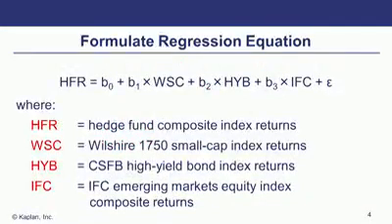Now specifically for small cap stocks they use the Wilshire 5000. For high yield bonds they use the Credit Suisse First Boston High Yield Bond Index, and for emerging markets they use the emerging market index called IFC. Please note that this is simply for illustration purposes, so we are not going to be asking you to memorize the facts of this particular study.